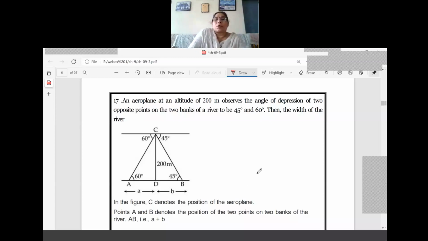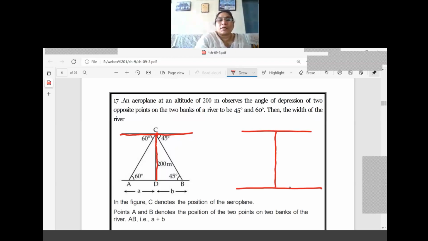An aeroplane at an altitude of 200 meters. So already C is the aeroplane, 200 meter is the altitude from the ground. Observes the angle of depressions of the opposite points on the banks of the river are 45 and 60 degree. So angle of depression means at the level of C we have to draw a horizontal line, right? Opposite sides only. Now opposite points on the two banks. So here one is there, here also one is there. So line of sight. Here also line of sight.